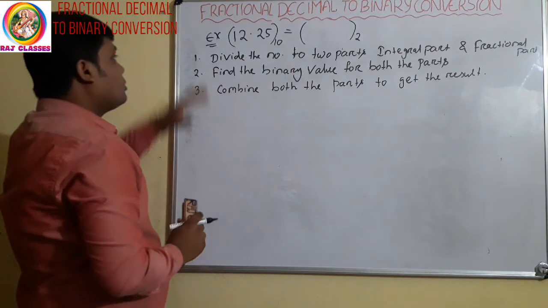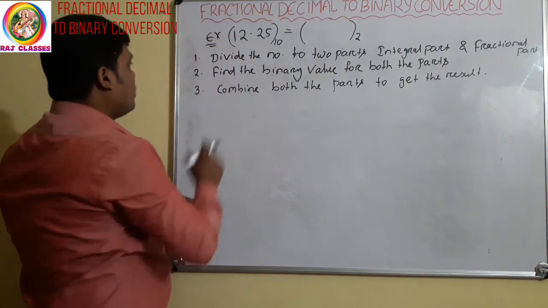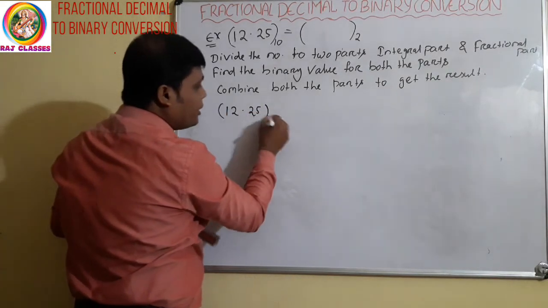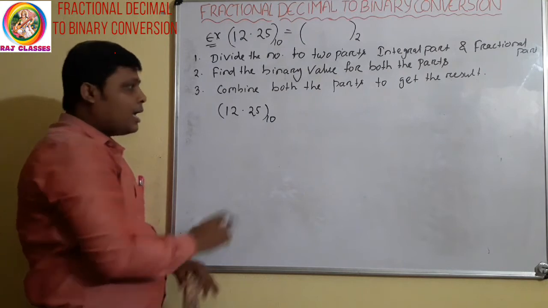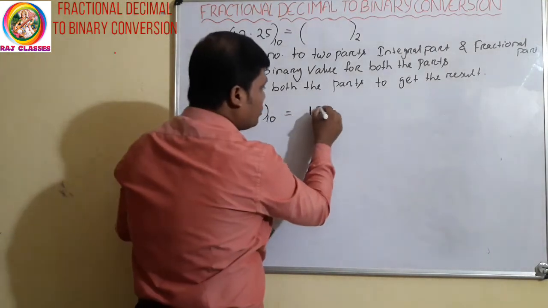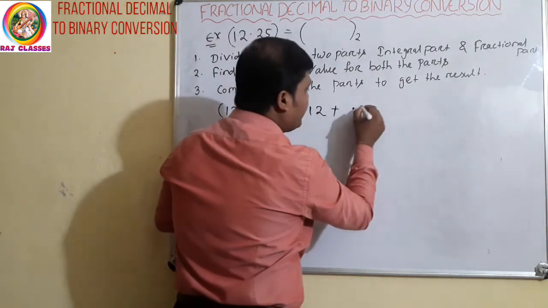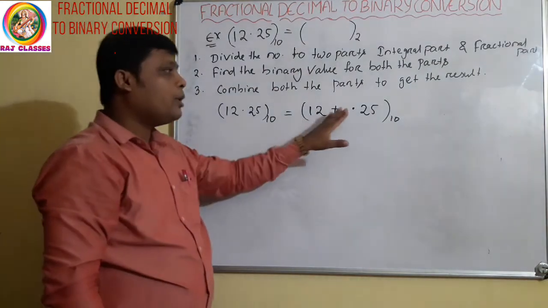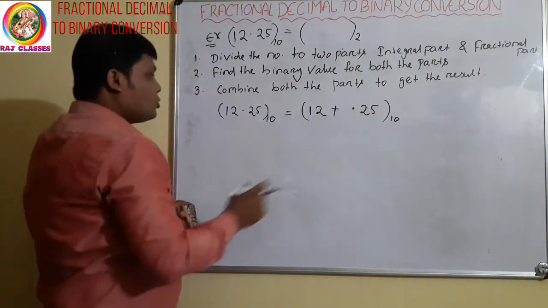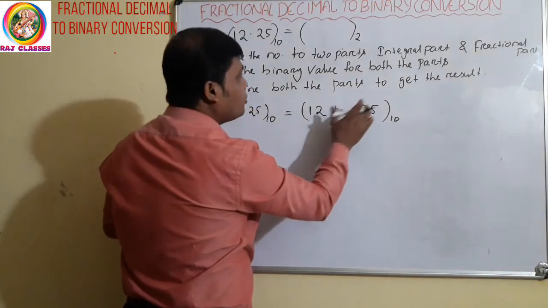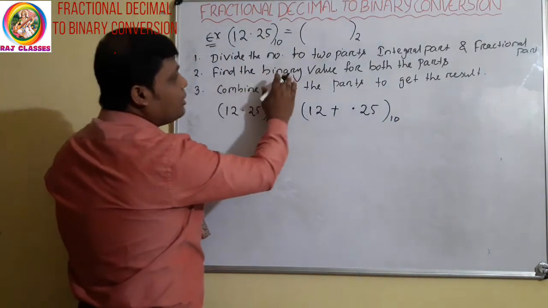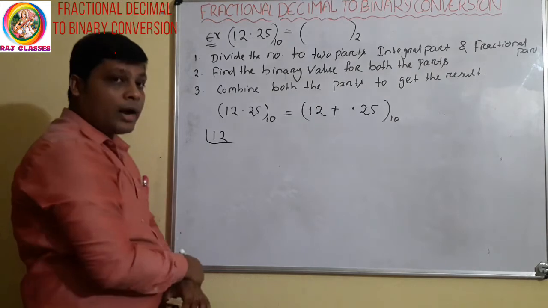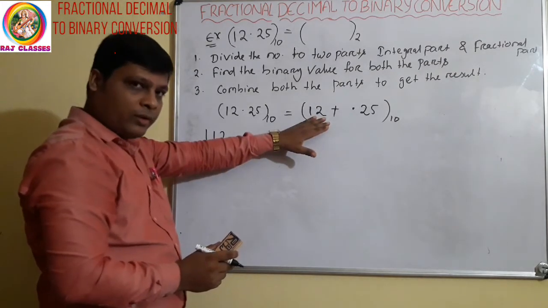Clear? So what I can do here: 12.25 base 10. I can write it as 12 plus 0.25 base 10. So after dividing this into two parts, the second step is to find the binary for both the parts. So first, the binary of 12.